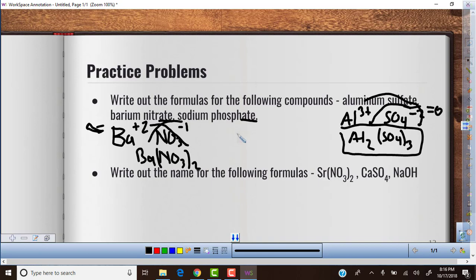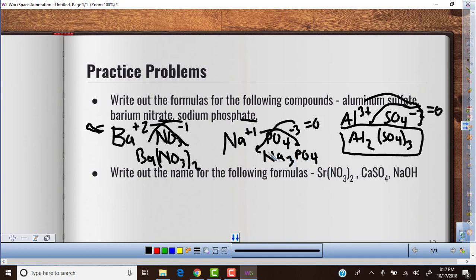The last one is sodium phosphate. Sodium is Na, and it has a charge of +1. Phosphate, if we look at our chart, is PO4, and that's going to have a 3-. So again, the same rules apply here. We need to get these charges to balance out to equal 0. So the 3 will drop downstairs here, the 1 here. So this is going to be Na3. And since we only have one polyatomic ion, we don't need to put it in brackets. So it's going to be Na3PO4.